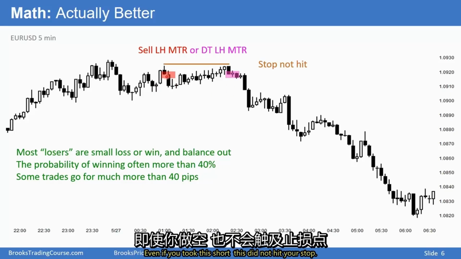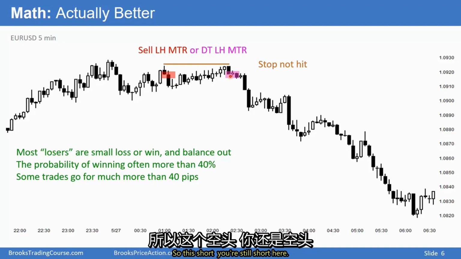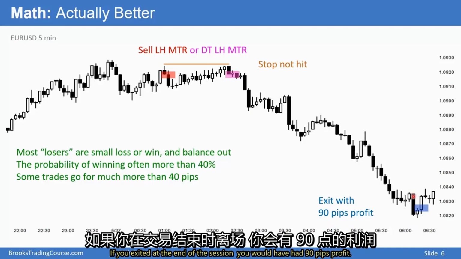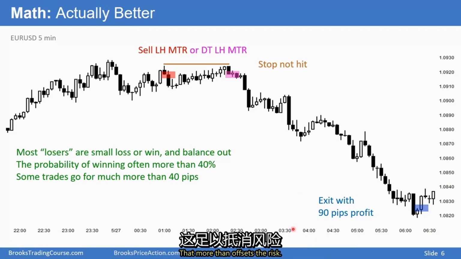Even if you took this short, this did not hit your stop. So this short, you're still short here. If you exited at the end of the session, you would have had 90 pips profit. That more than offsets the risk.